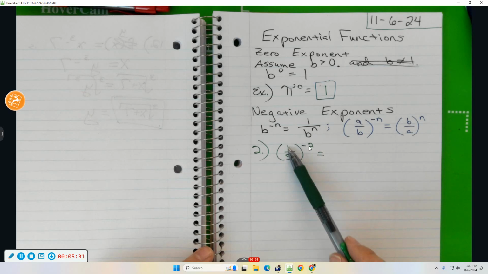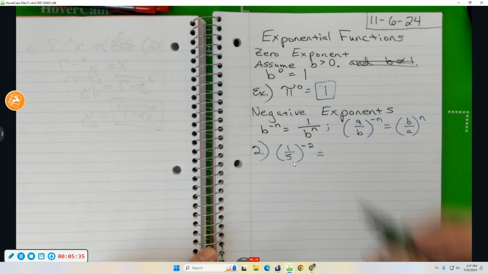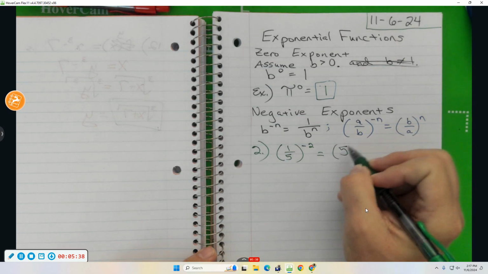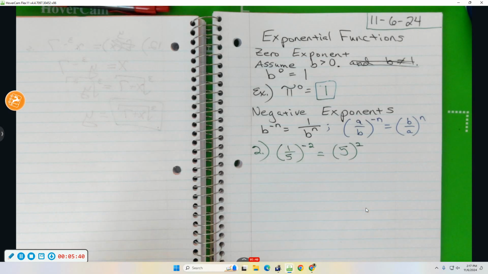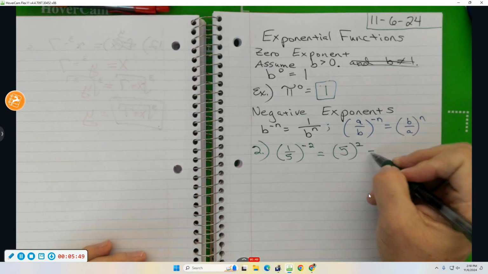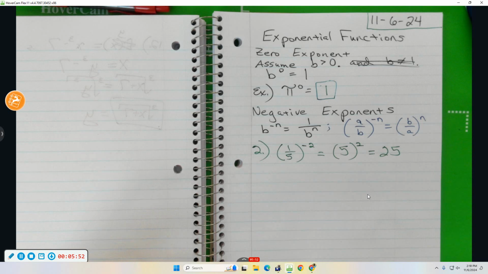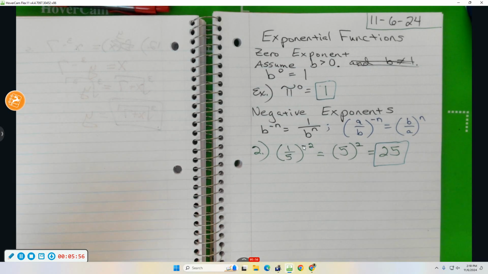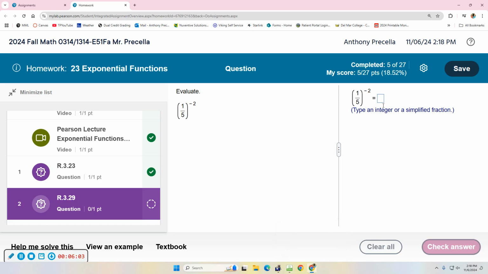If you were to flip 1 over 5, what's the reciprocal of 1 over 5? 5 over 1. So I'm just going to say 5 to the positive 2. 1 over 5, when you flip it, becomes 5 over 1. And 5 divided by 1 is just 5. So 5 squared reduces to 25. 1/5 to the negative 2 power reduces very nicely to 25. Any questions there? Okay.